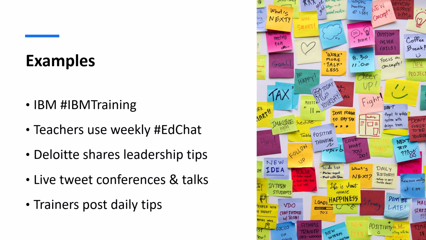So, here's how different companies or training environments use Twitter. IBM, which is a large company, uses hashtag IBM training. So if you go on Twitter and you click it, you will see what's relevant to IBM training, meaning all of their trainees are able to find their information very quickly and easily. Teachers around the world like to use hashtag EdChat and post relevant resources or just thoughts for the day. So that's really cool.